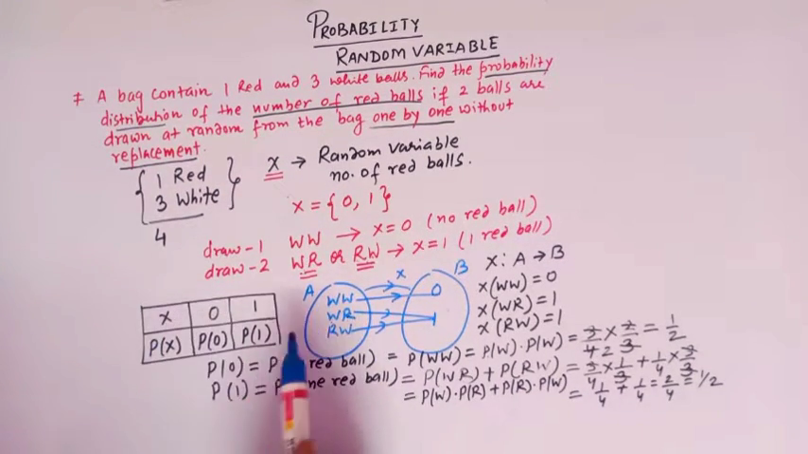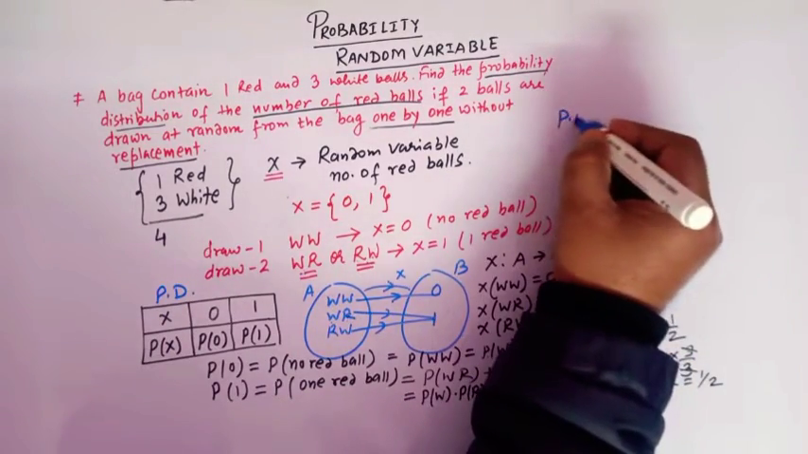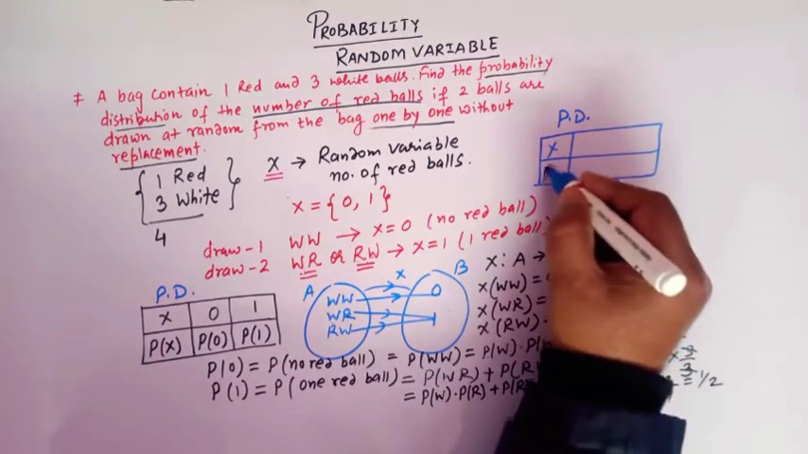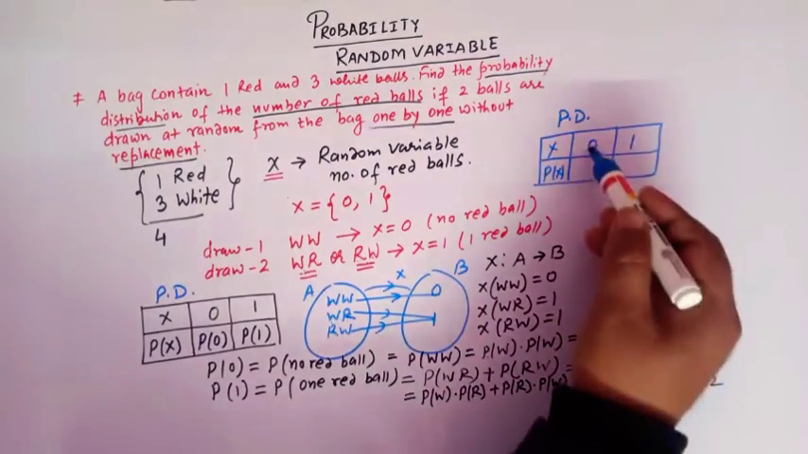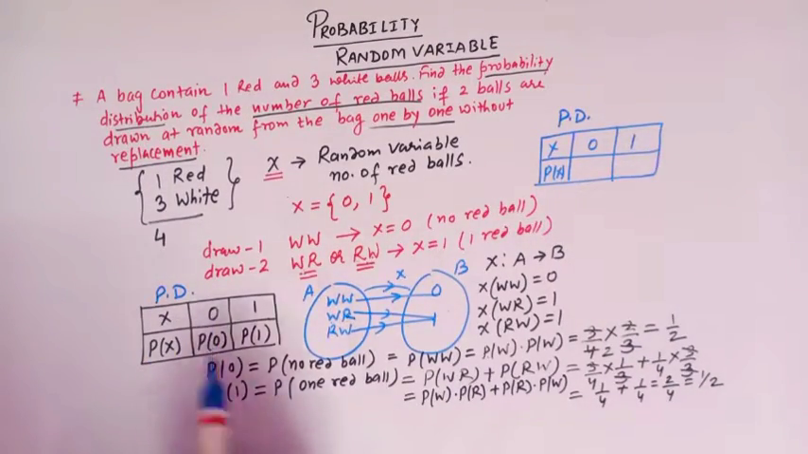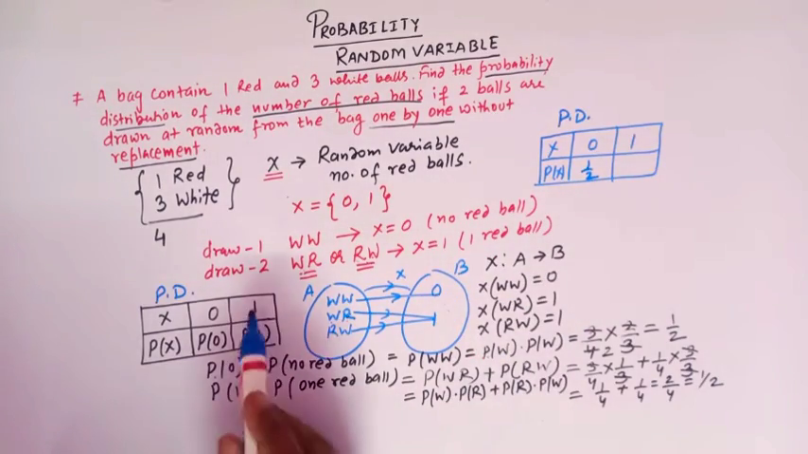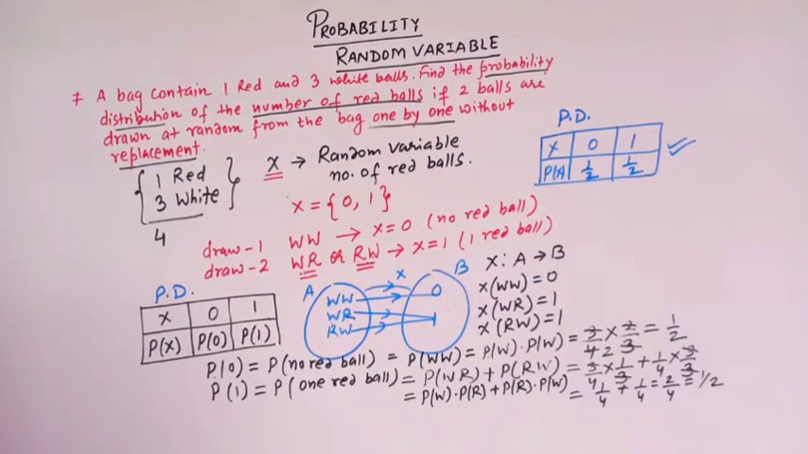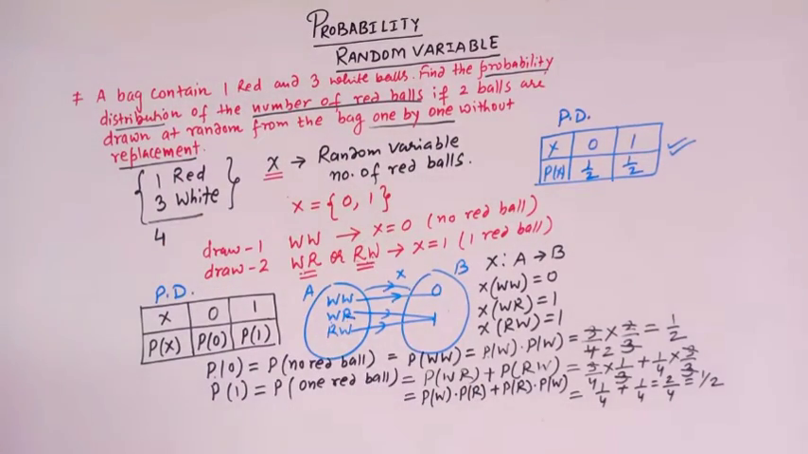So viewers, now the probability distribution table can be written as follows. Here we have x, here we have P(x), and x equal to 0 and 1. Corresponding to x equal to 0, the probability, that is P(0), is half, and the probability corresponding to x equal to 1 is also half, right? So this is the required probability distribution for this random variable, right?